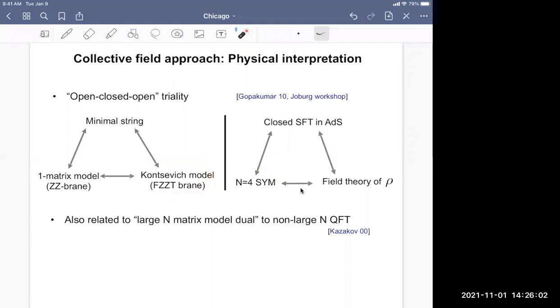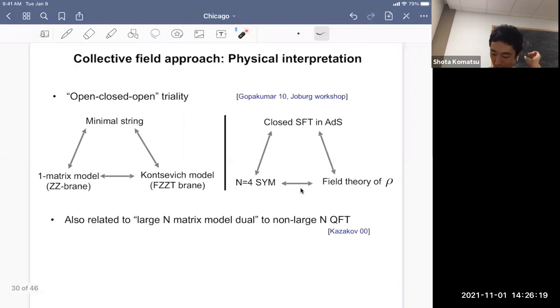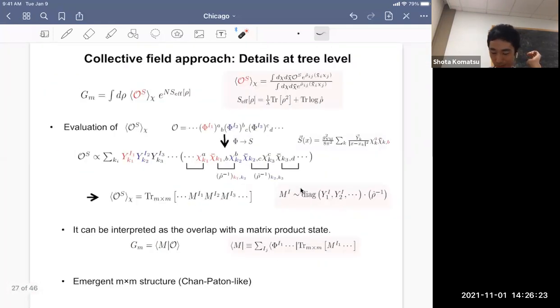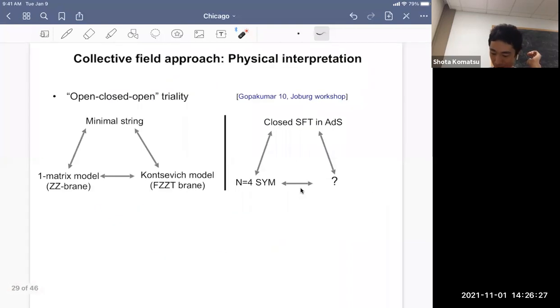So are you relying on some sort of localization or something? Because the fermions, for instance, were just zero-dimensional Grassmann variables? Or were they actual fields in some field theory? So in this computation, I didn't rely on any localization, but of course I did a very simple computation, which is a tree-level computation.